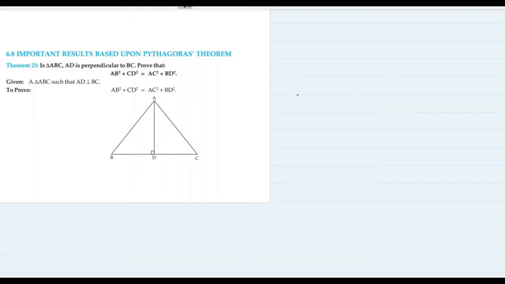In triangle ABC, AD is perpendicular to BC. Okay. To prove that AB square plus CD square is equal to AC square plus BD square. Okay. So we have written given, to prove, everything is there, diagram is there, figure is there in front of you. Let's directly start with the proof.